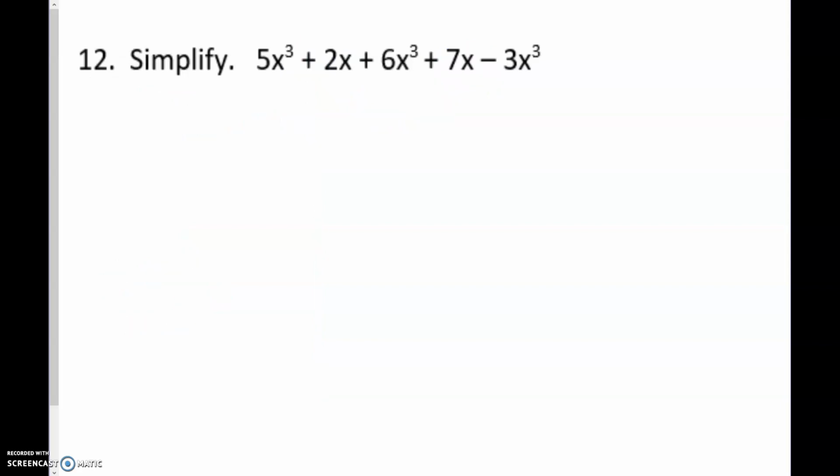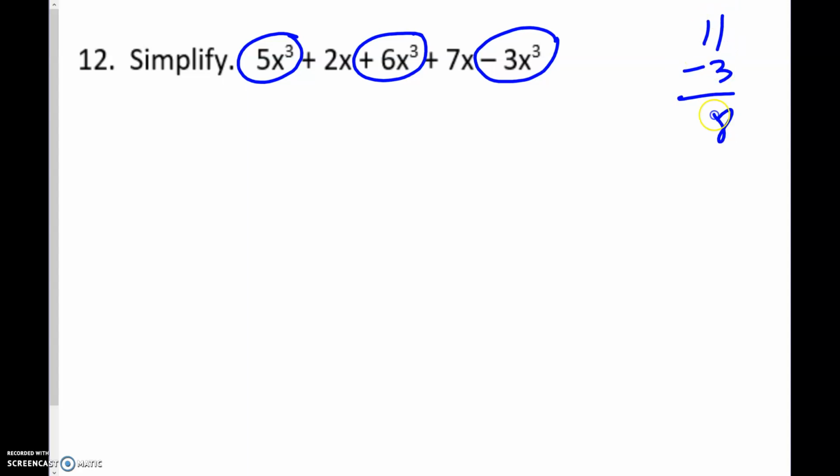All right, simplify. So this is not solving. I do not see an equal sign. It says simplify, which means combine like terms. All right, so I am going to combine this x to the third power. I have another x to the third power, and another x to the third power. Notice that I am circling the signs. So 5 plus 6 is 11, minus 3 is 8.